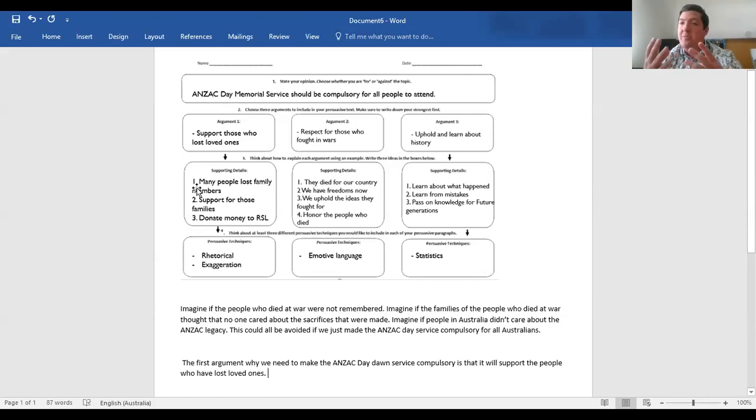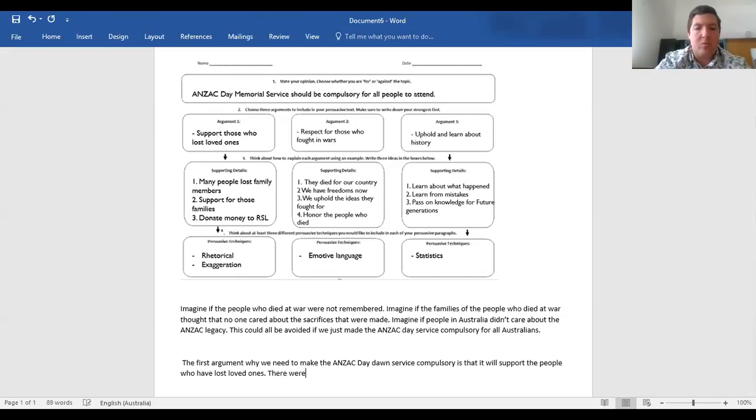So this is where the evidence part, so think back to the PowerPoint that we did at the start of the session. We really want to add some evidence. We really want to add some persuasive language in here because that's what's going to make it really, really effective. So our first point here, many people lost family members. So I now need to put that into a bit of a larger sentence.